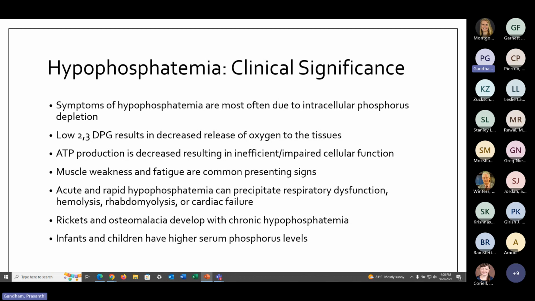It's important to note that infants and children typically have higher serum phosphorus levels, and so age-appropriate reference ranges should always be used to avoid missed or inappropriate diagnoses.